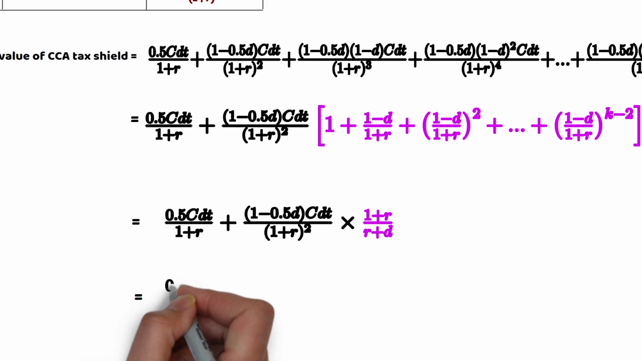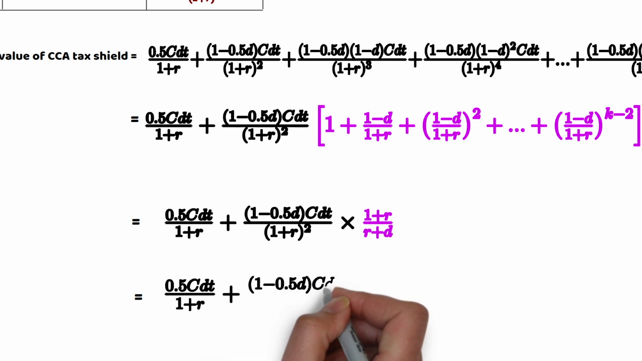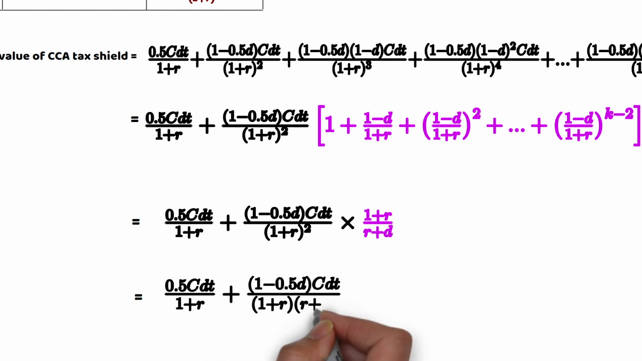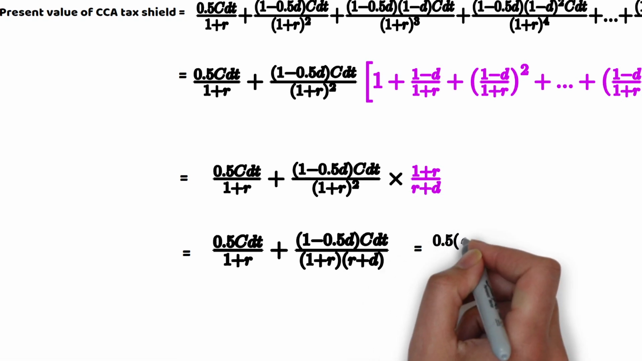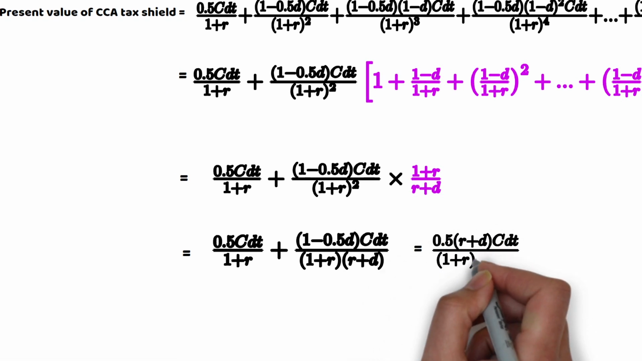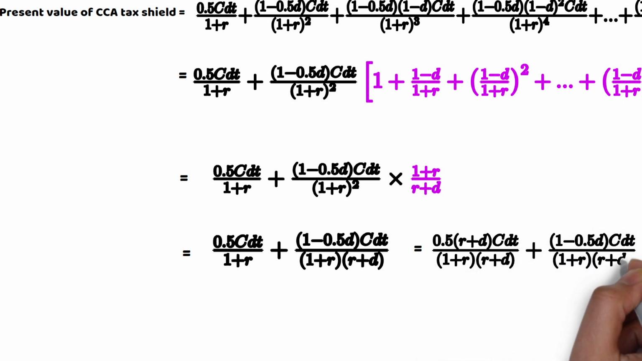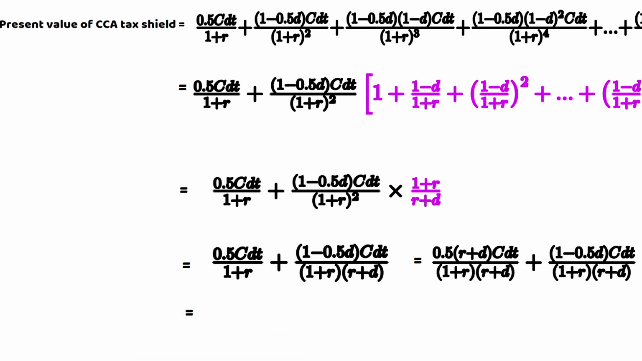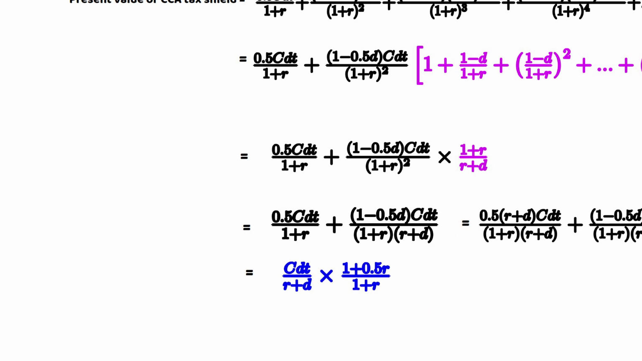Then we continue. We still keep the same term, and then we do a little bit of calculation on the second term. For the first term, we multiply R plus D on both numerator and denominator, so we are able to calculate the ratio. Now we have the same base. We add the numerators of the ratio, and we get the blue color calculation.